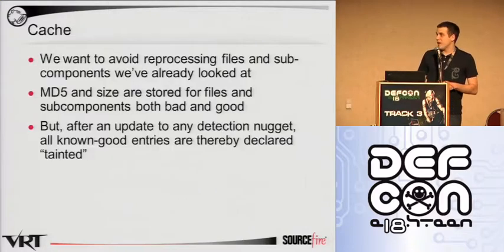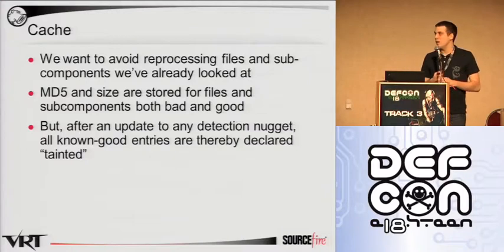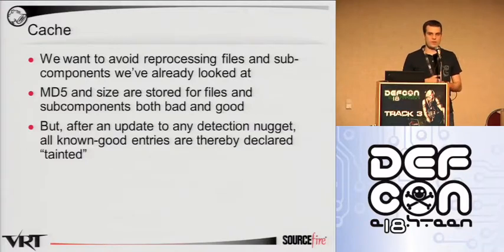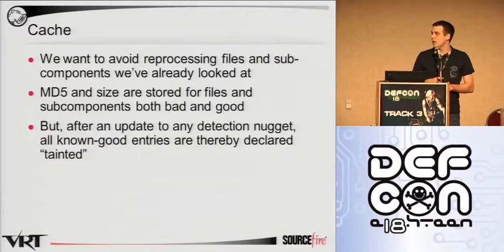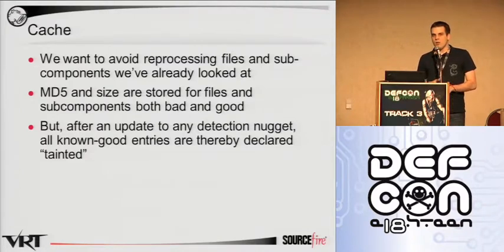All right, so we talked a little bit about caching. We do this to avoid, as we said, reprocessing files that we don't need to. We can also use it in the case of the local cache for some blocking capabilities. We store MD5 and size, and as I said, you can use theoretically any signature, but that's what we're working with now. The thing is that once you've added a new nugget, a new detection nugget to the system, or you've issued any defense update, then all entries that we previously determined to be good, that are cached as good, or we haven't found anything wrong with them, are marked as tainted.